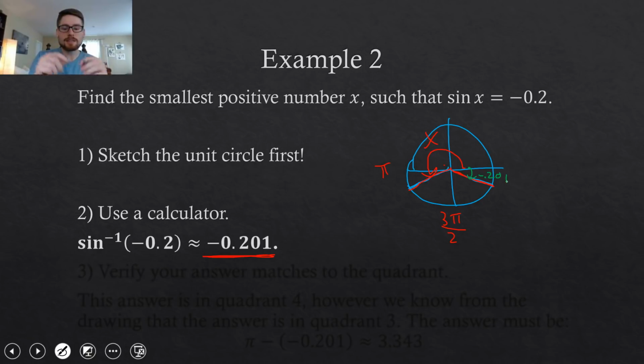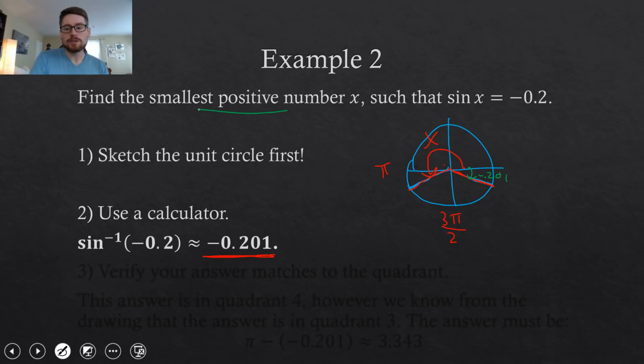And so we can see that this answer is not the correct answer. For one, it's not positive. It's not the smallest positive number, and it's not even talking about the right angle. We can't just add 2 pi to this answer to get the right answer, because there's an angle before that in quadrant 3, where the sine is negative 0.2.